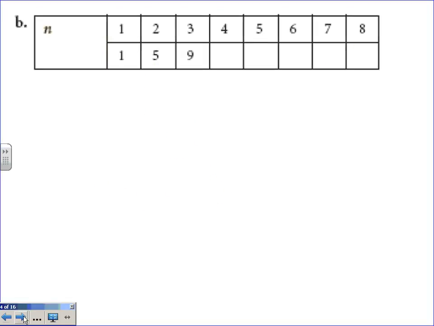Okay. Next one. Let's see. Looks like we're adding 4 each time. Is that right? So what comes next? And then, and then, and then. Okay. Sweet. What's the 0th term?